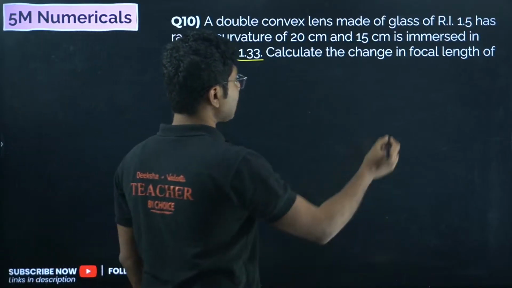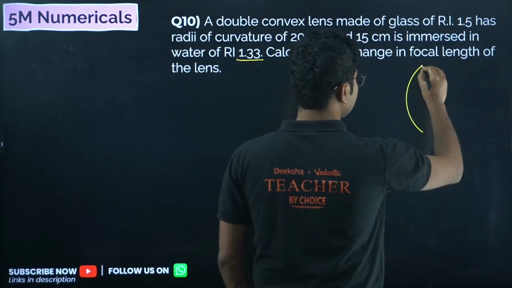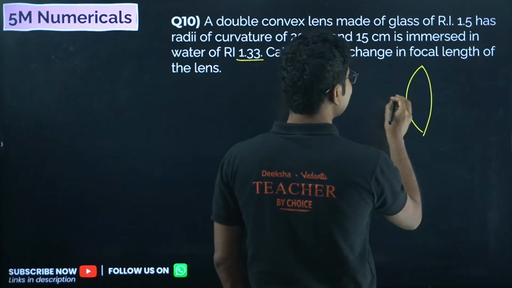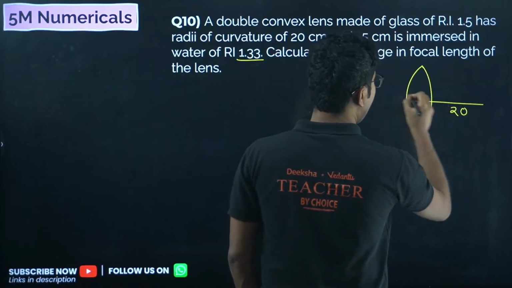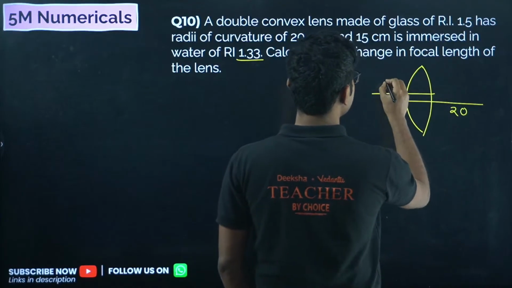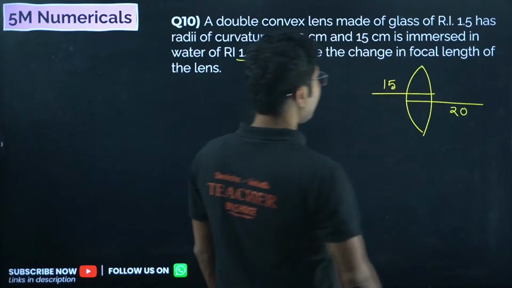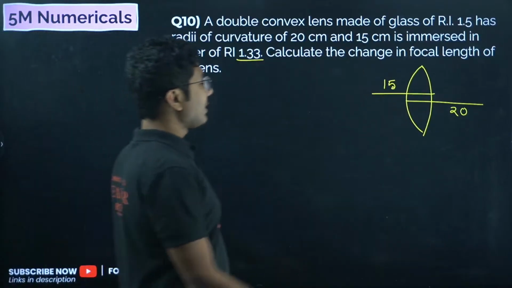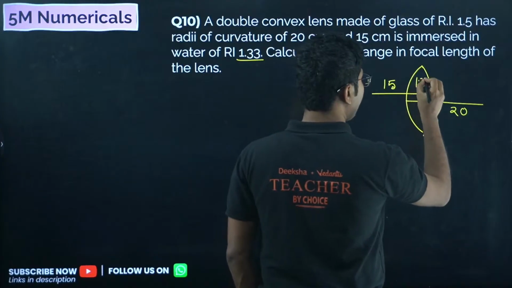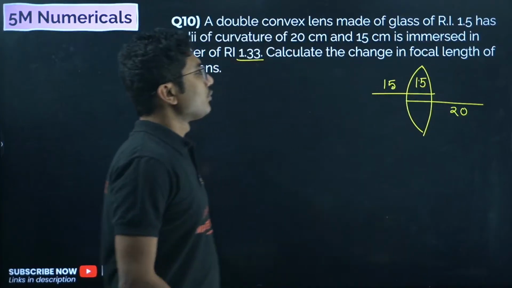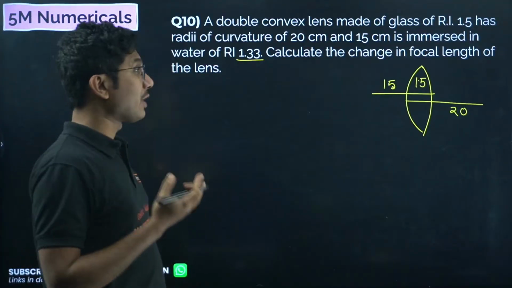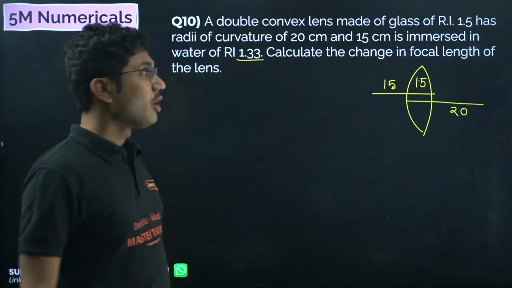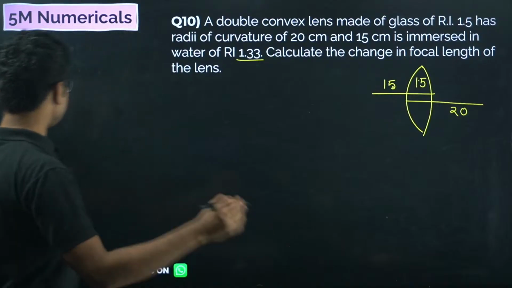Okay, so double convex lens, one side has a radius of curvature 20, another side has a radius of curvature 15. The refractive index of the lens is 1.5. Now they are asking what will be the change in focal length. How to calculate change in focal length? First of all, you have to calculate the first focal length.